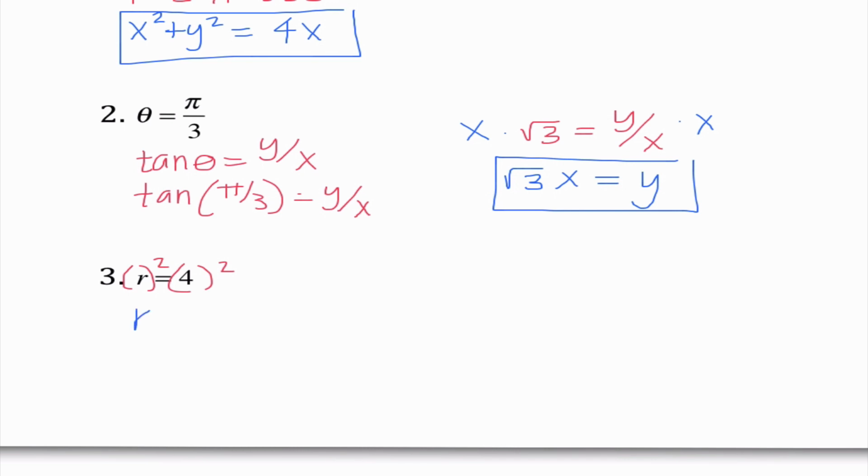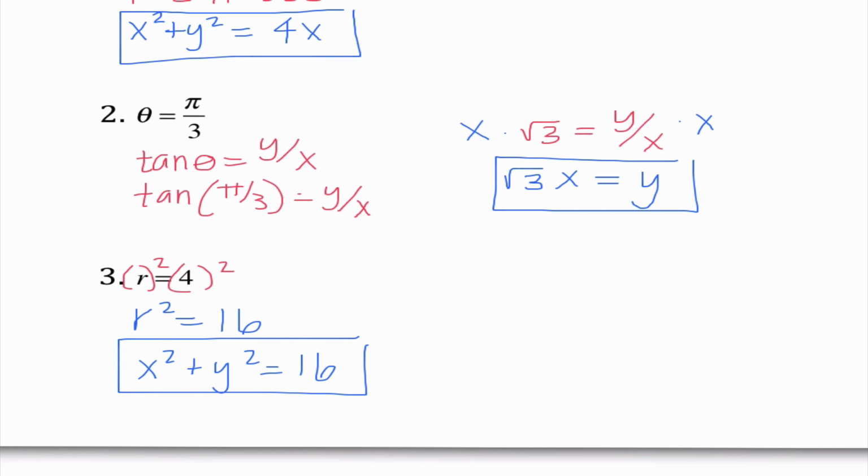So I get r squared equals 16. Now we know r squared is equal to x squared plus y squared. So I get x squared plus y squared is equal to 16. So with these, what can make it tough is that there's not just a set thing to do. We really need to think individually about each particular problem and analyze what the best method of changing to the other variables actually is.